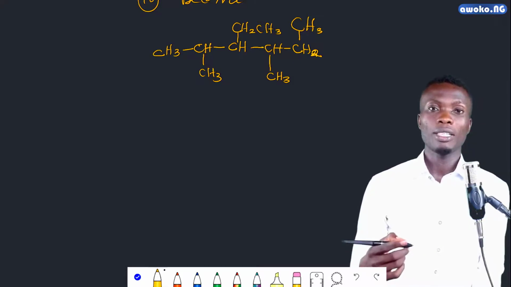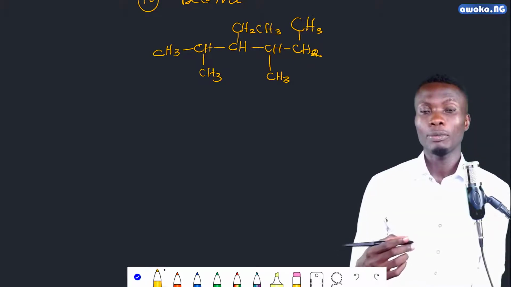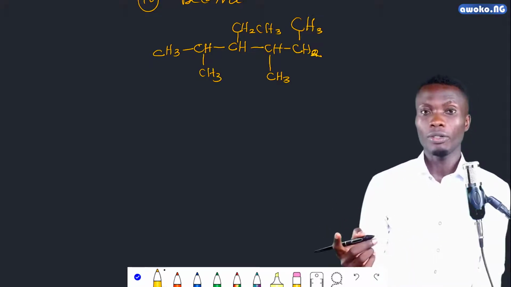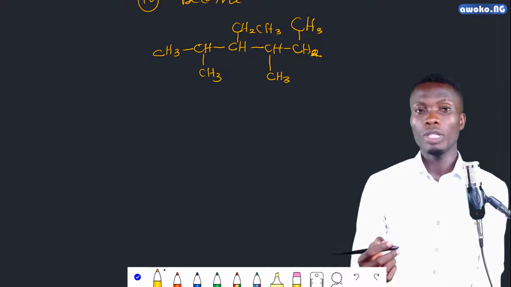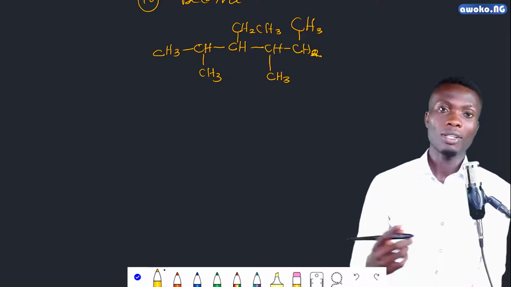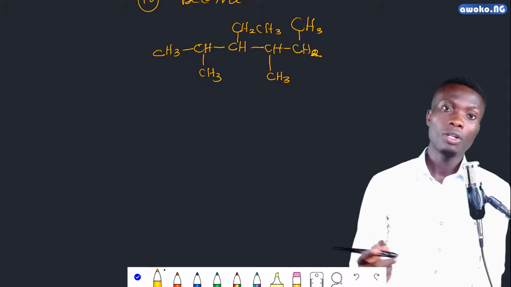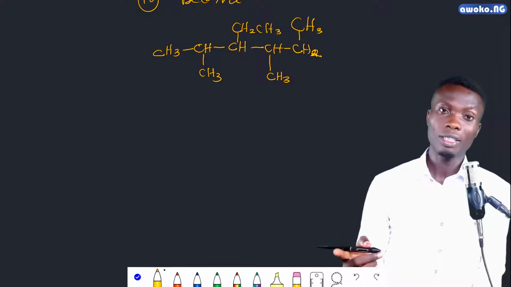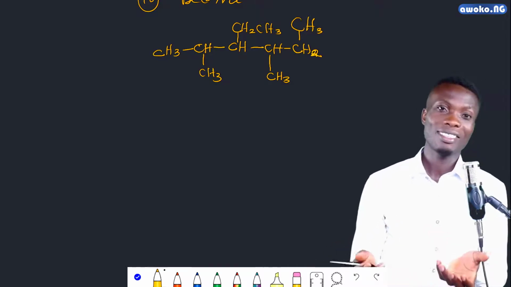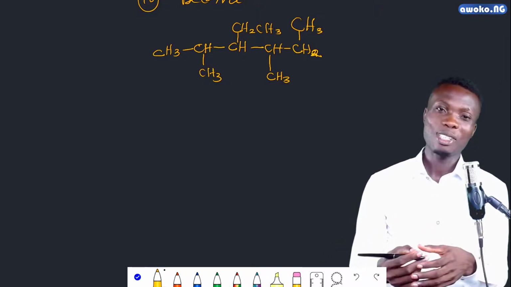And that concept is that the longest continuous carbon chain is supposed to always be in the horizontal line. That is very wrong. Now, there is no rule in organic chemistry telling us you must count from this side to get the longest continuous carbon chain, or you must count from this other side. You can start from anywhere.